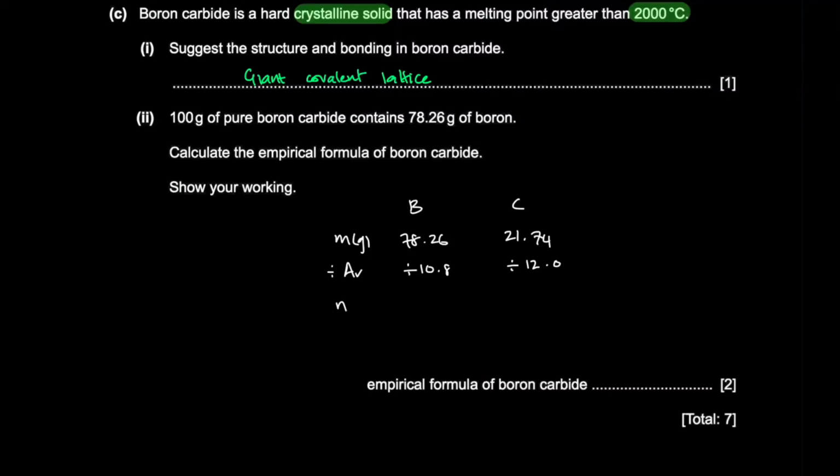So you get 78.26 divided by 10.8. That gives you 7.25 moles of boron. And then you have 21.74 divided by 12.0, which gives you 1.81 moles of carbon. And then just divide by the smallest number. So you get roughly 4:1. So then the empirical formula is B4C. Okay. Or you can say CB4, same thing. That's boron carbide.